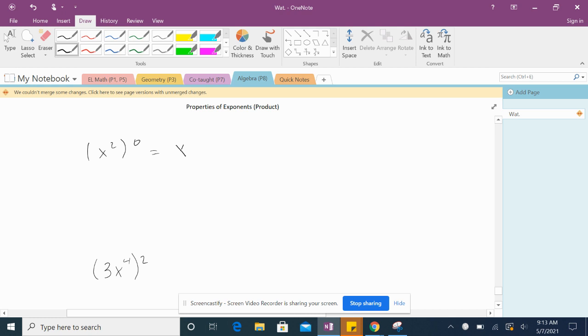So I can write my inside with the exponent, and I can multiply the exponent by 0. 2 times 0 is 0. And we know that anything to the 0 goes to 1.